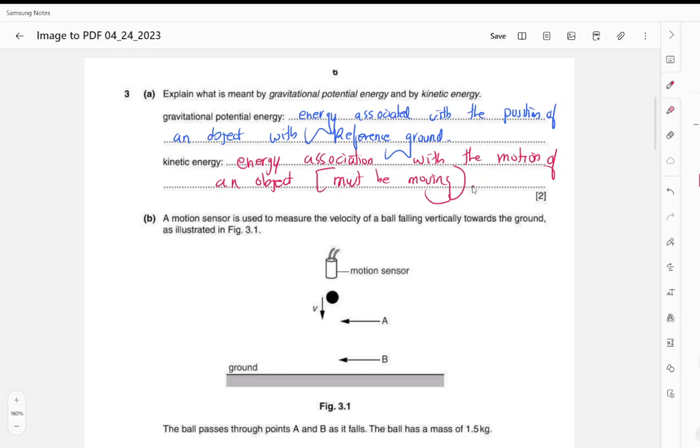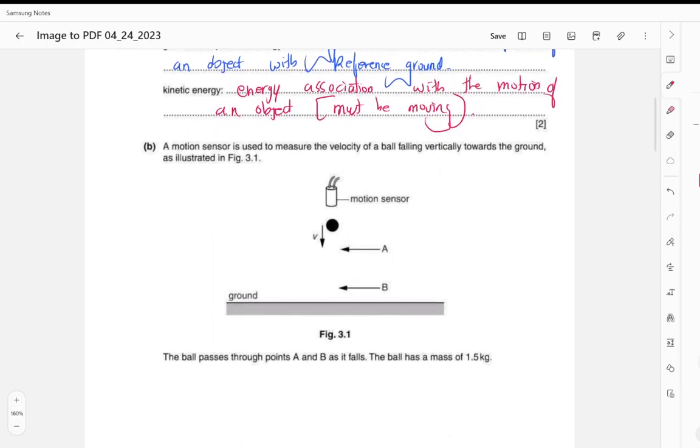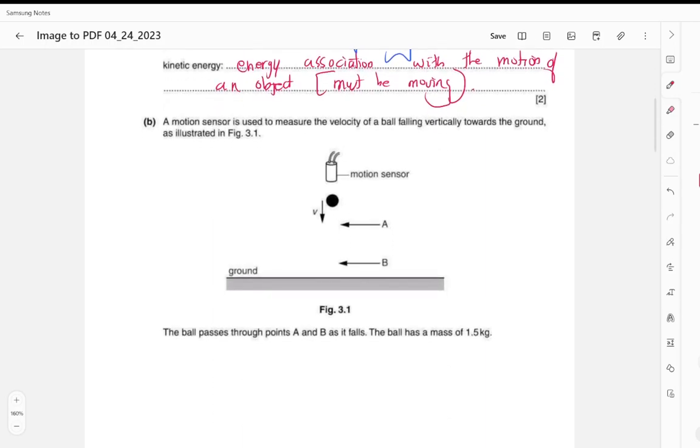A motion sensor is used to measure the velocity of a ball falling vertically towards the ground as illustrated in figure 3.21. Okay, there are motion sensors here.